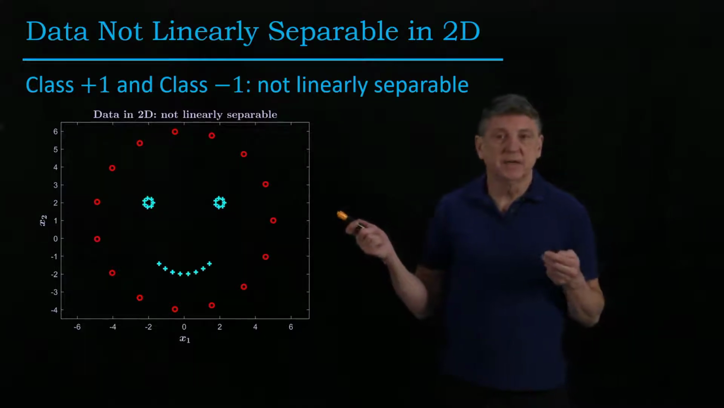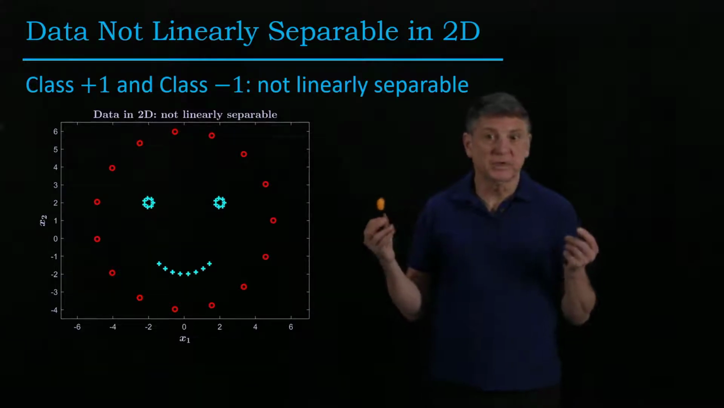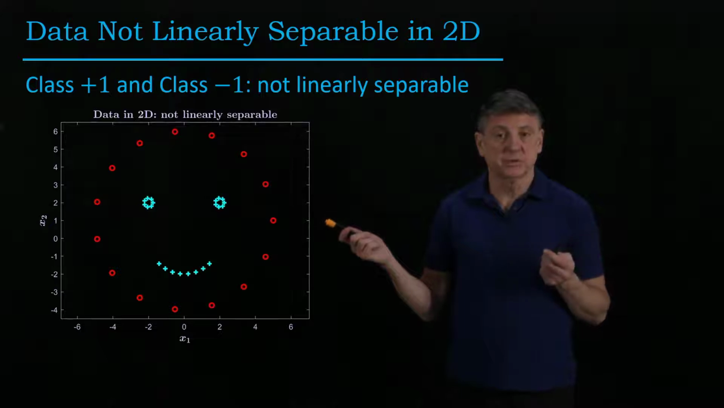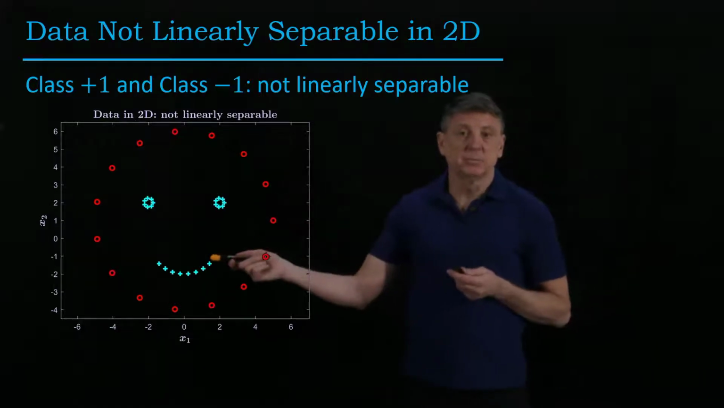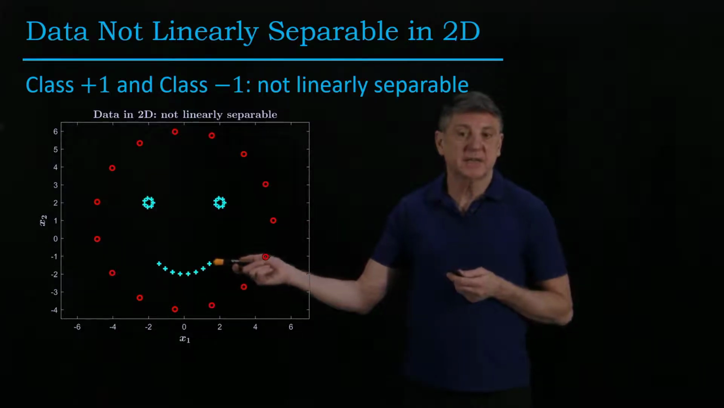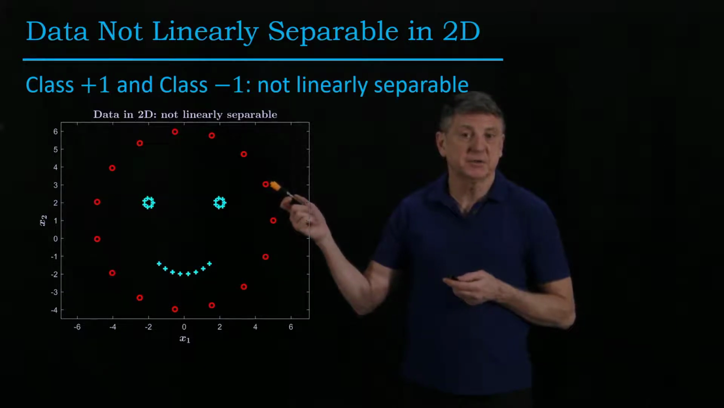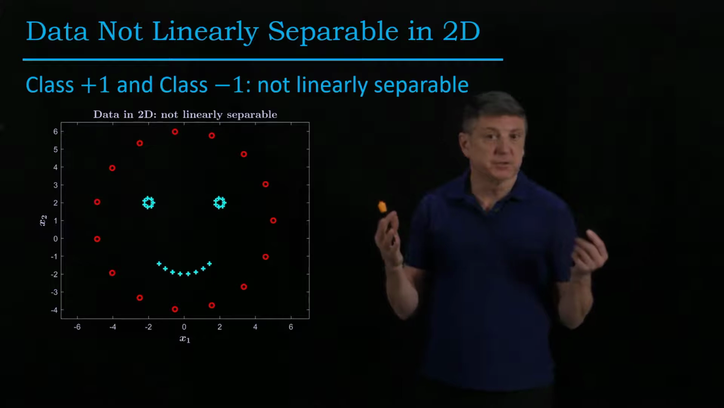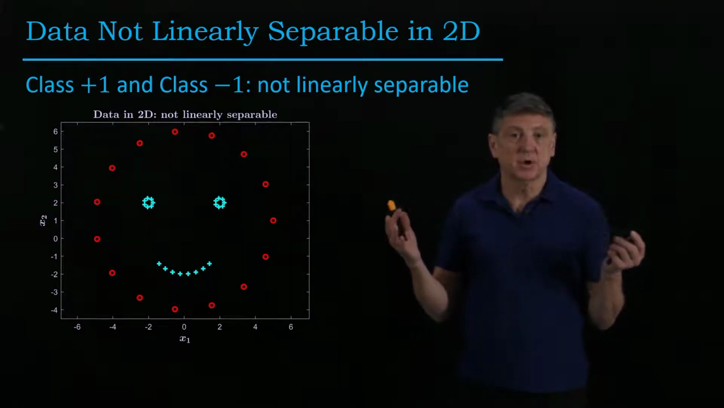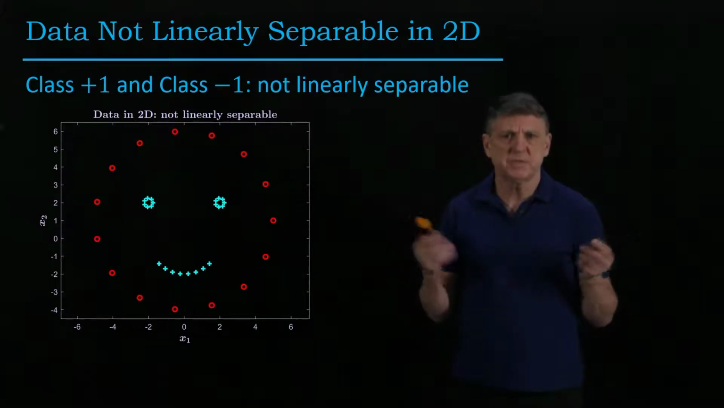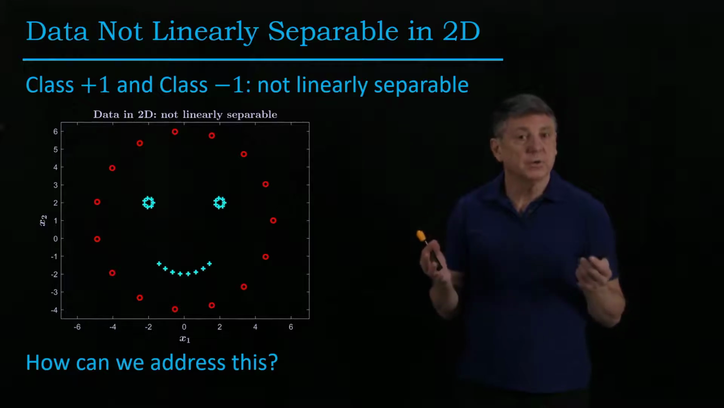Here we have data that are visually separable. We could imagine that, for example, a circle will separate these. Here the +1 class is indicated by cyan plus signs, and the -1 class is indicated by red circles. We can see visually that these are not linearly separable, but they do seem to be separable. So what could we do?